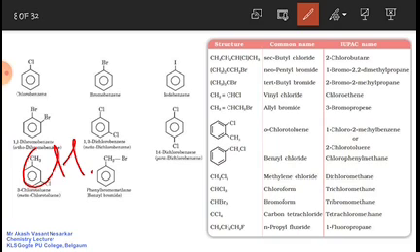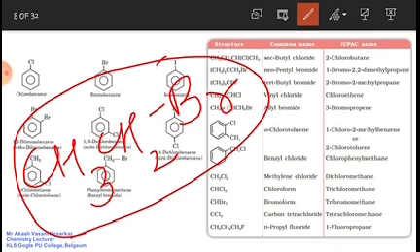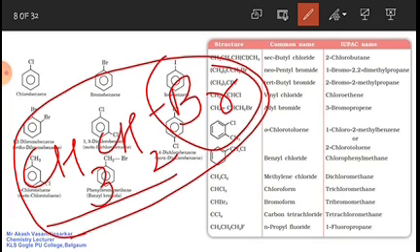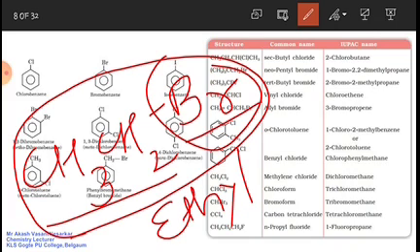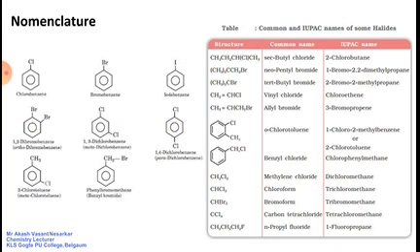Let us take another example: CH3CH2Br. In this molecule, an alkyl group is present and a halogen is also present. For the common name, first we name the alkyl group. Two carbon atoms are there, so it is ethyl, followed by the halogen bromide. So the name of this molecule is ethyl bromide. This is the common name of CH3CH2Br. I hope you are understanding, right?